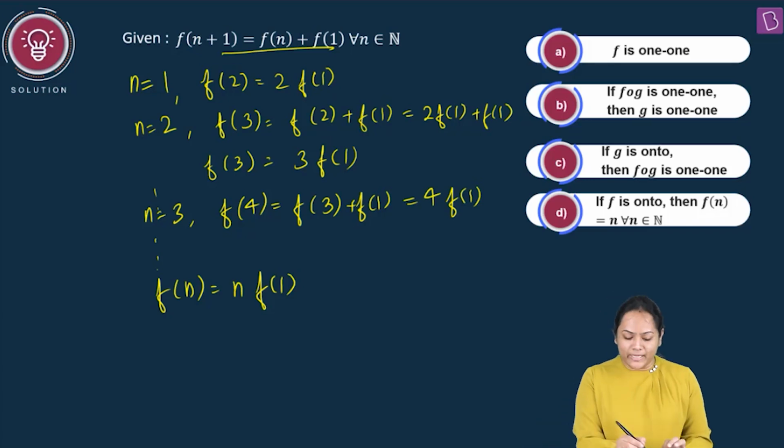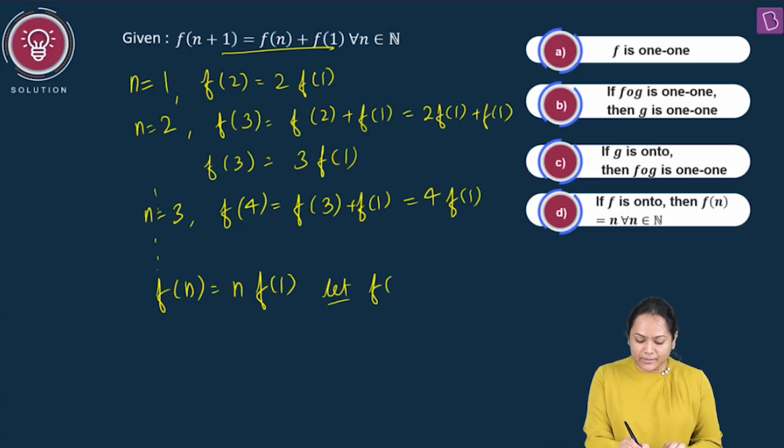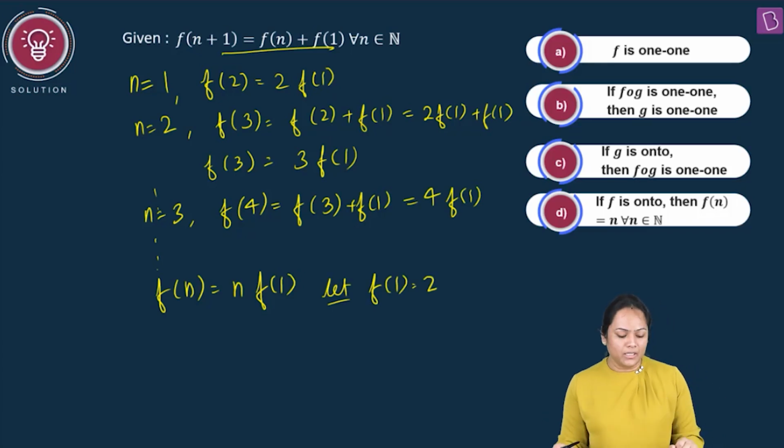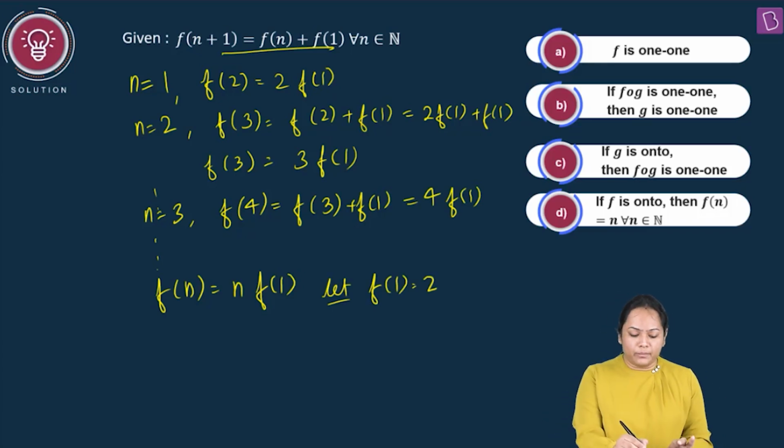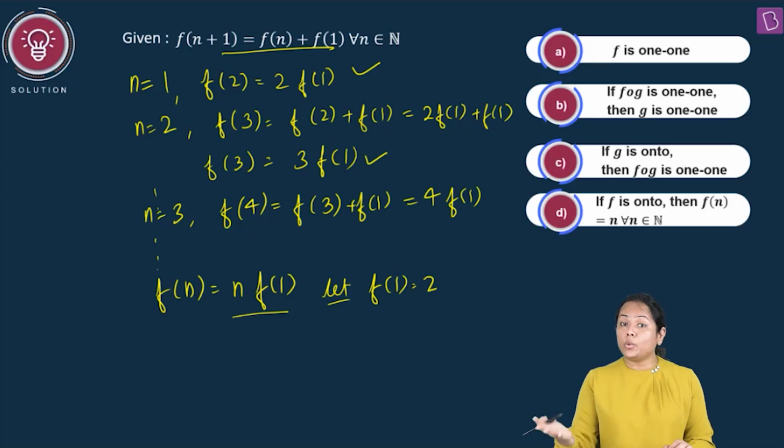So if my f of n is n times f of 1, and f of 1 has some value, let's say, for example, I'm taking my f of 1 as 2. So that means my f of 2 will be equal to twice of that, that is 4. My f of 3 will be equal to thrice of that, that is 6. My f of n will be equal to 2n.